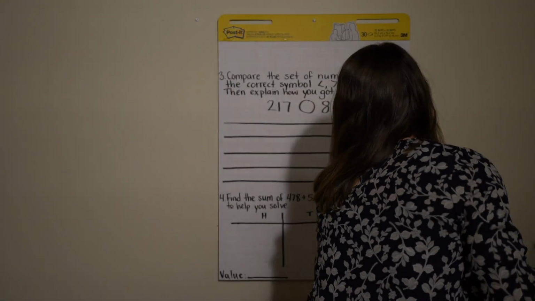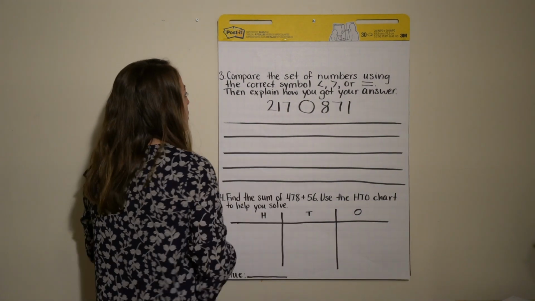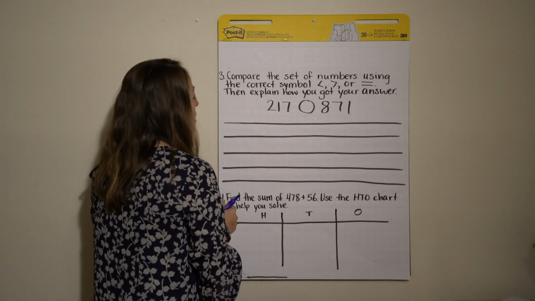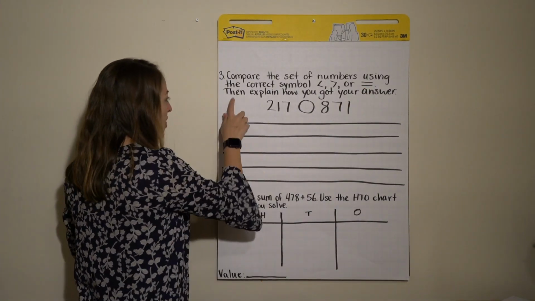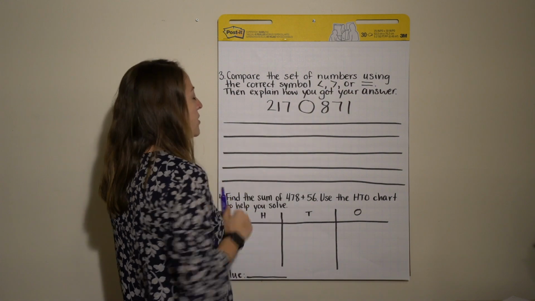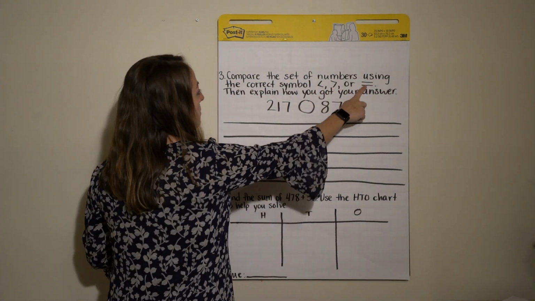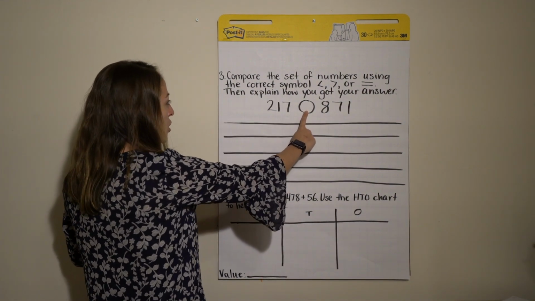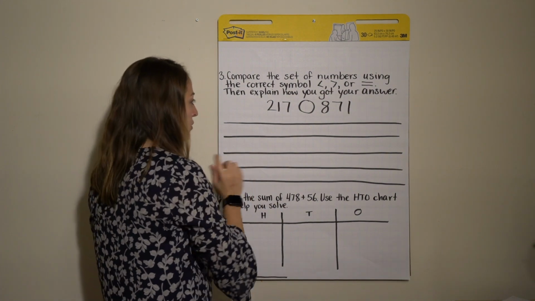All right, so here's the directions. Compare the set of numbers using the correct symbol. So less than, greater than, or equal to. Then explain how you got your answer. So we need to use one of these symbols and you need to draw it inside of your circle. So which one do you think goes inside? I want you to draw it in your circle now.